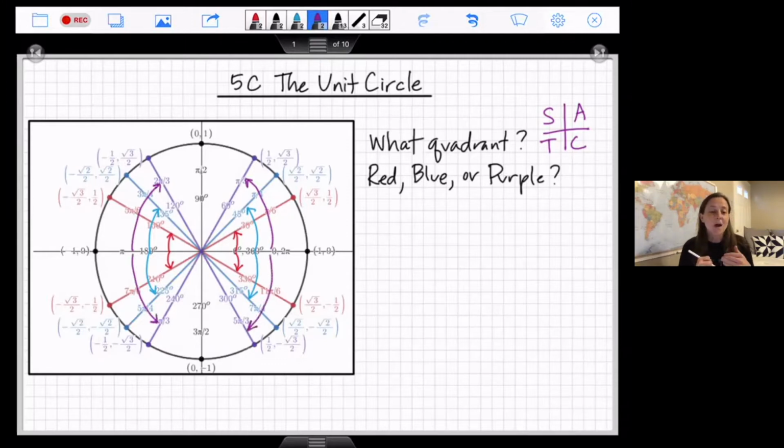All right, and so I'm drawing these connected to the x-axis because this is what we're going to define as an angle's reference angle, how far away it is from the x-axis. So for the angles that we have drawn on the unit circle, the red, blue, and purple ones anyway, they're all either 30 degrees, 45 degrees, or 60 degrees away from that x-axis. And that's what we're going to call the reference angle.